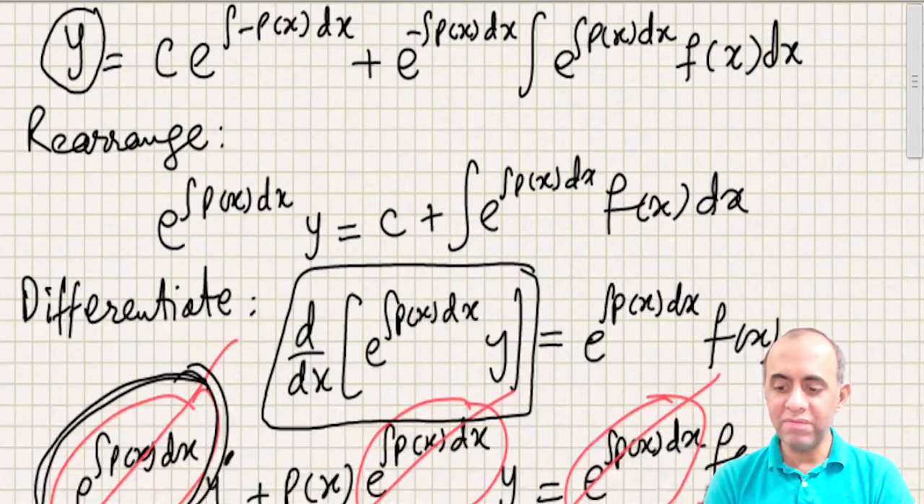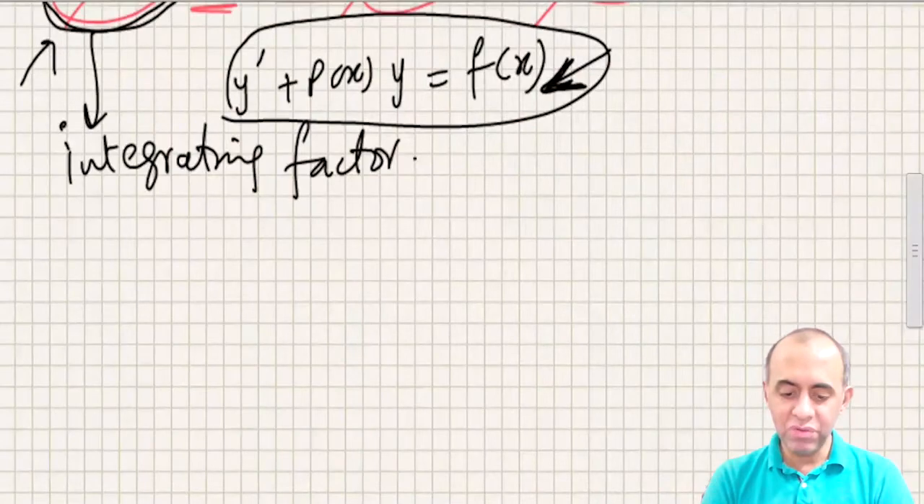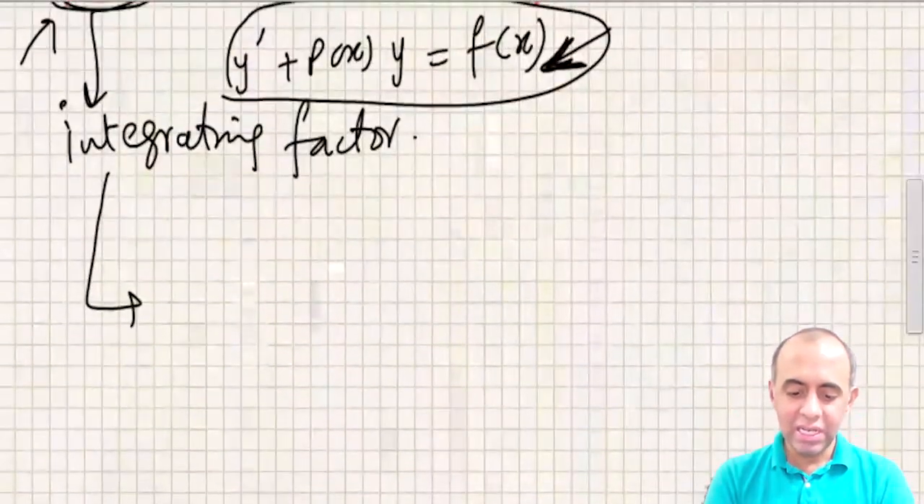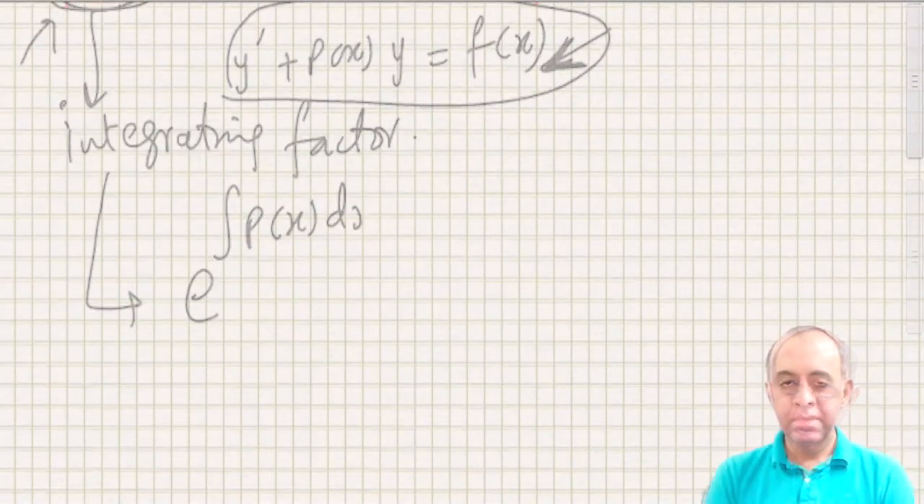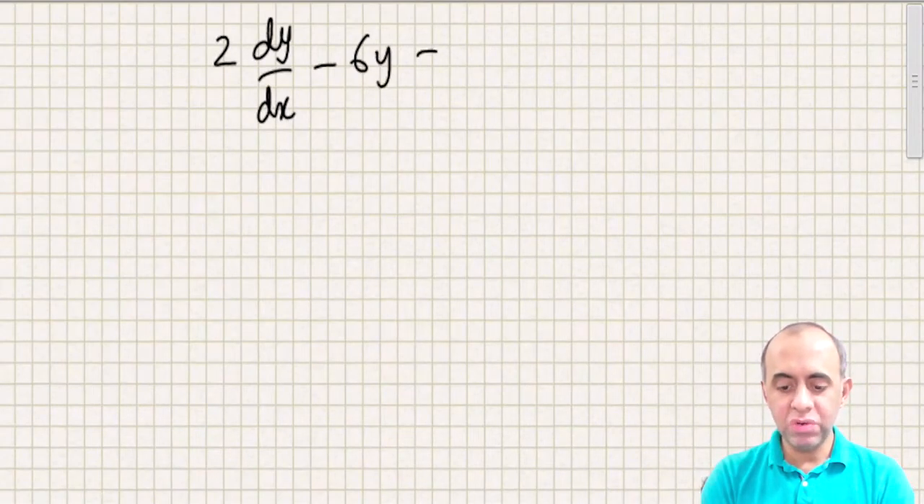So this will become very easy with an example. So let's do an example. But before we do that, please remember what the integrating factor is. The integrating factor is e to the power integral p of x dx. Let's do an example, which is 2 dy by dx minus 6y equal to 12.